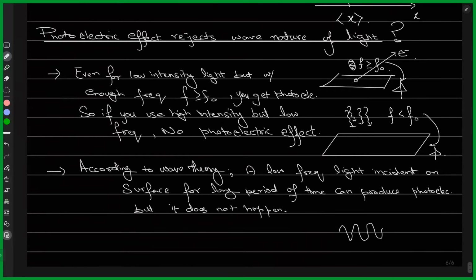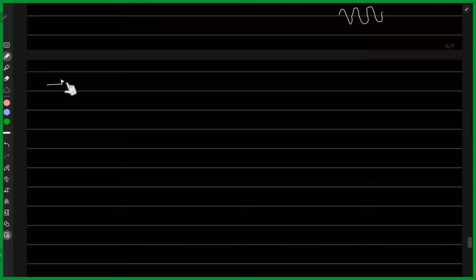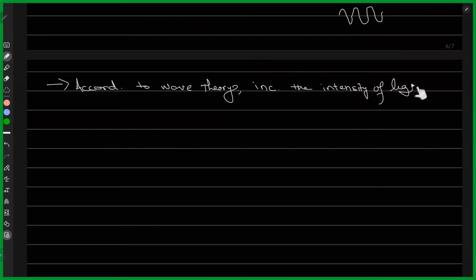All right. So let's move on to the next point. Again, according to wave theory, if I increase the intensity of light, it increases the maximum kinetic energy of the electrons. What does this mean? This means that if I increase the number of electrons per unit area, I would increase the maximum kinetic energy of the electrons.